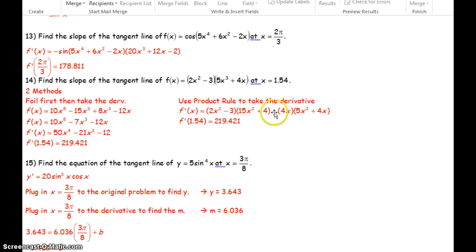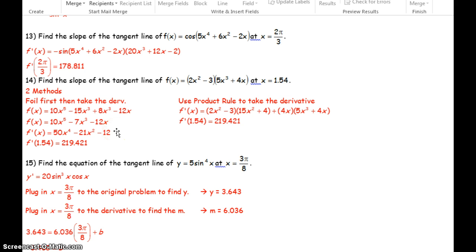This derivative looks different than the derivative we had over here. Okay, they're both acceptable answers. Either one is totally acceptable. Doesn't matter which one you use. You take the 1.54, you plug it into either one of those, and you're going to get 219.421. This version, if we were to FOIL this out and simplify it, this is what you would get.